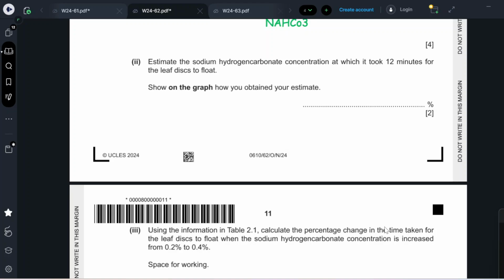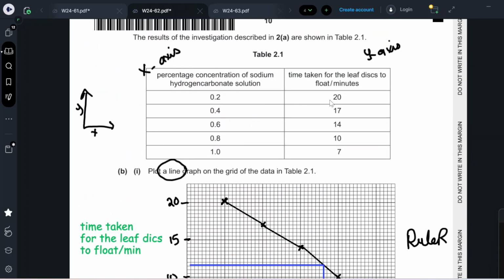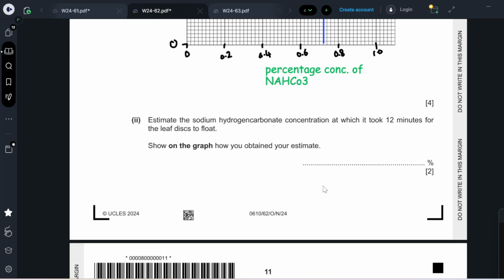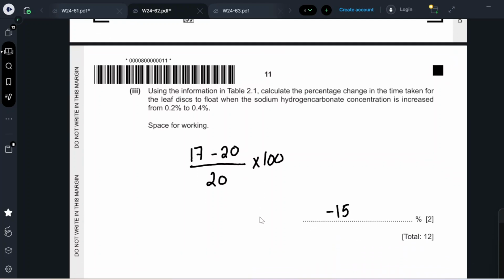Calculate the percentage change in the time taken for the leaf disc to float from 0.2 to 0.4. At 0.2, it was 20. At 0.4, it was 17. It decreased. Final minus original over original times 100. This is my number. This is the percentage change. Okay?